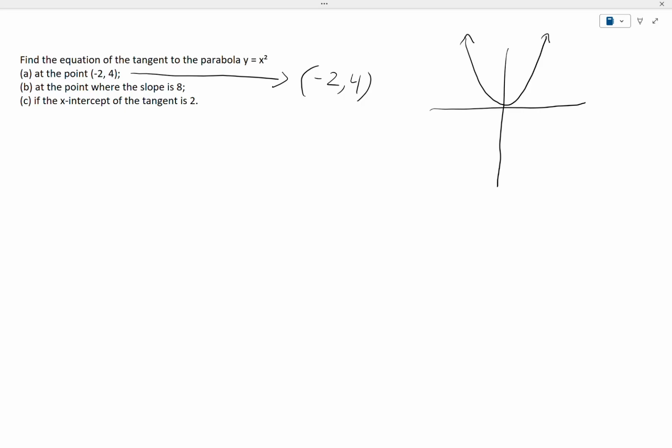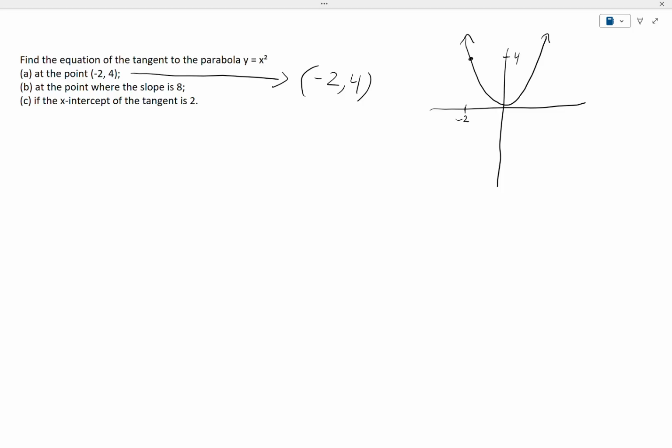It's going to open upward, and we're looking at the slope at -2, 4. So that's going to be somewhere up here, say -2 and 4. We need to know what the slope is at that point, because that will be the same slope that this tangent line has along the entire line. So how do we find the slope at -2, 4? Well, we'll take the derivative of this parabola and evaluate the derivative at -2.